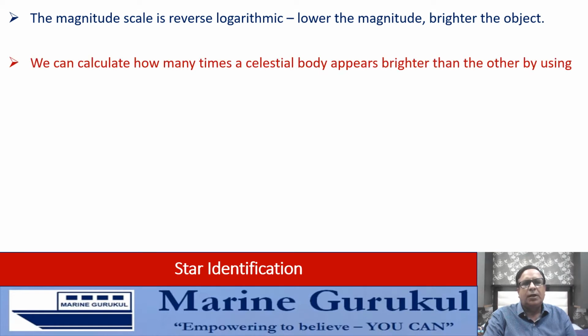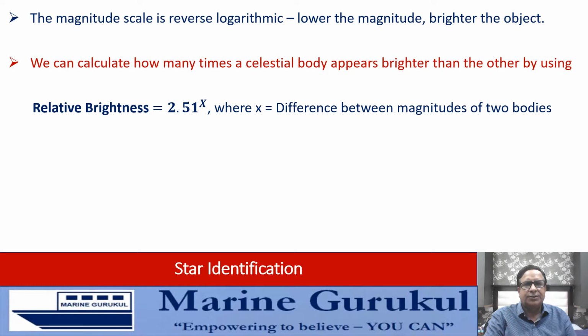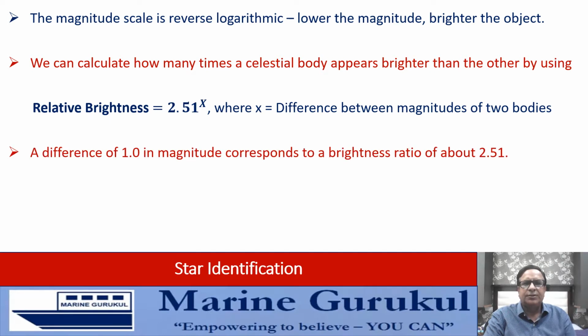We can calculate how many times a celestial body appears brighter than the other by using a simple relationship. Relative brightness is equal to 2.51 raised to power x, where x is the difference between the magnitude numbers of the two bodies. This means that if the difference between the magnitudes of the two bodies is 1, their brightness ratio is 1 is to 2.51. Why? Because it will be 2.51 raised to power 1.